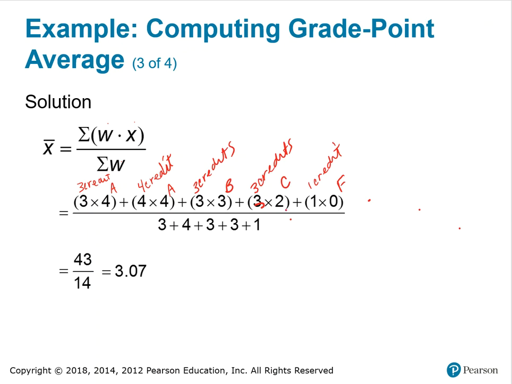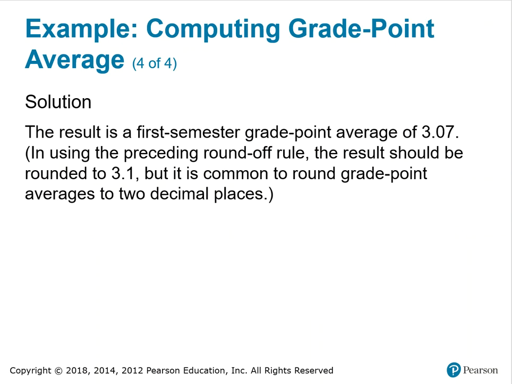Multiply the numerator, add the numbers together once you find those products. And so multiply the numbers in the numerator, add them together based on the symbols that you see, and then find the sum in the denominator, divide the numerator by the denominator, and you end up with 3.07. The result is a first semester grade point average of 3.07.